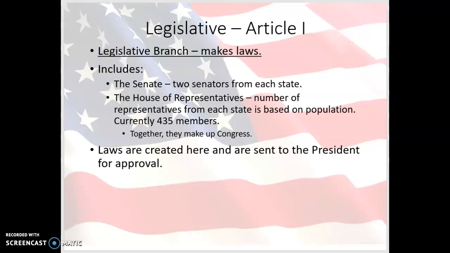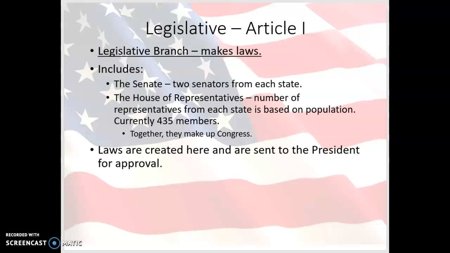Now, yesterday we talked about limited versus unlimited government. Well, in a limited government like ours, we have our structures that way so no branch of government is more powerful than the others. Each branch has its own set of laws, and the first branch we'll talk about with Article 1 is the legislative branch.